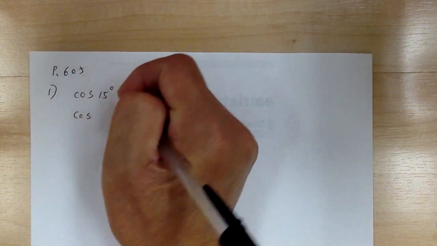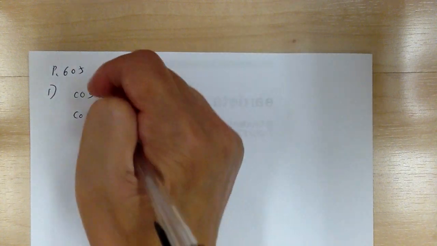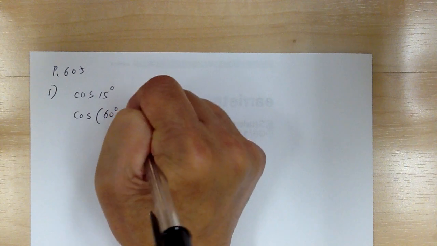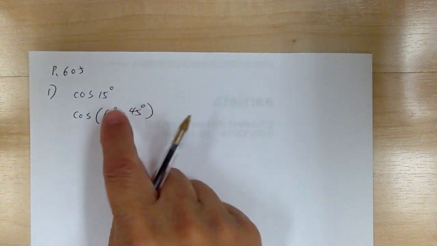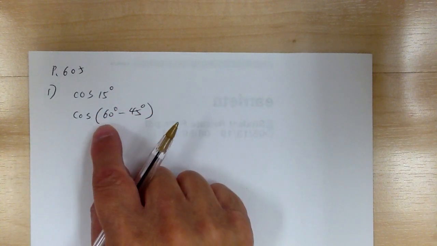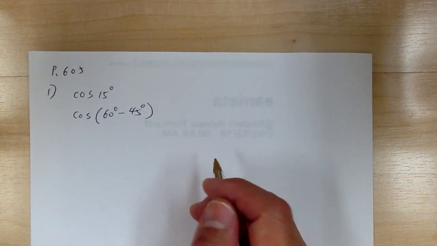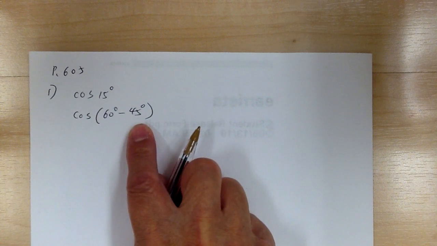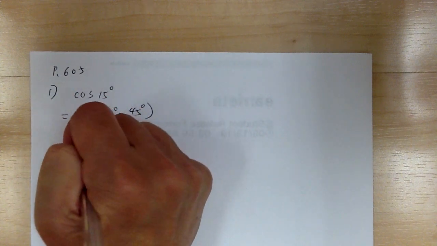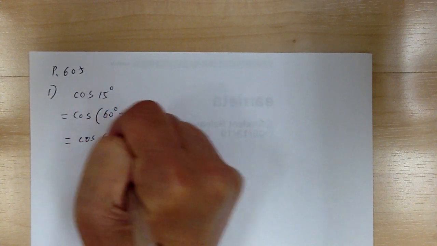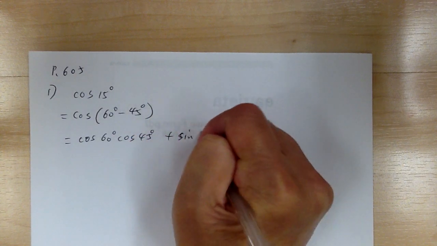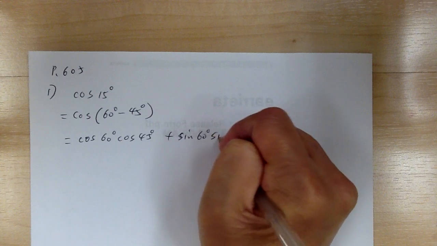So you can use any combination of 30, 45, and 60. So this one will equal, for example, 60 minus 45. Or you can use 45 minus 30. It doesn't matter, as long as you find the combination of the special angles that will give you the 15. Then after you do that, you do the expansion. You apply the difference identity. So you're going to get cosine of 60 degrees, cosine of 45 degrees, plus sine of 60 degrees, sine of 45 degrees.